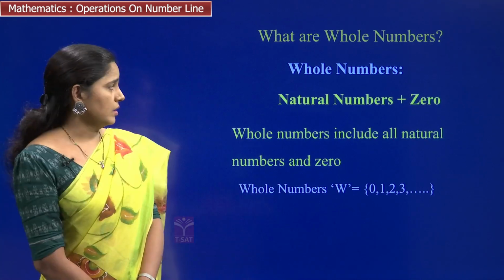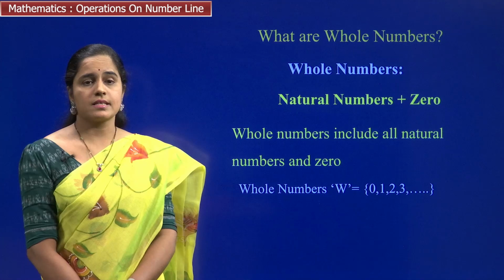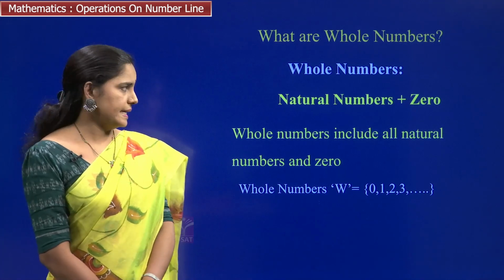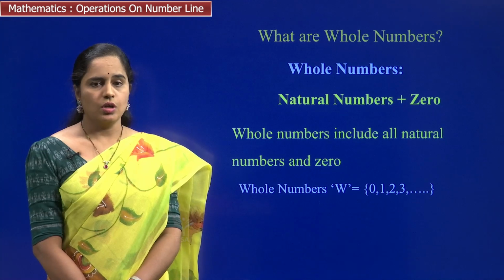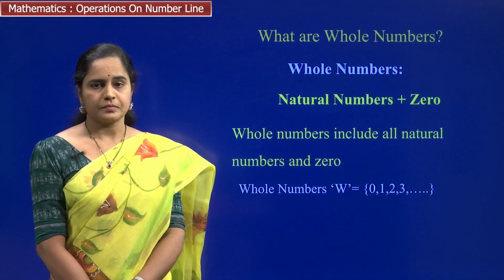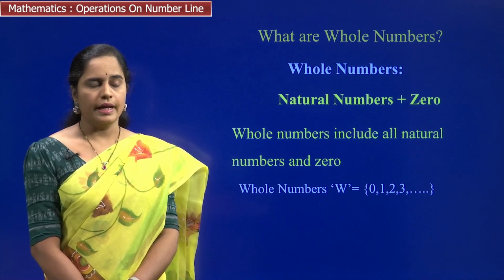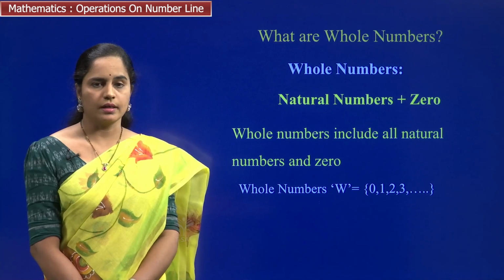Whole numbers are natural numbers plus 0. Whole numbers include all natural numbers and 0. So whole numbers start from 0, and then 1, 2, 3 and so on.